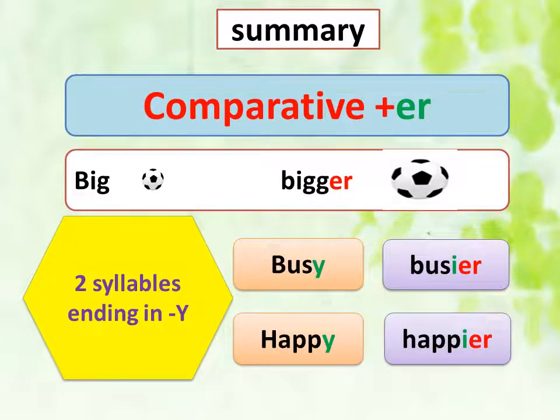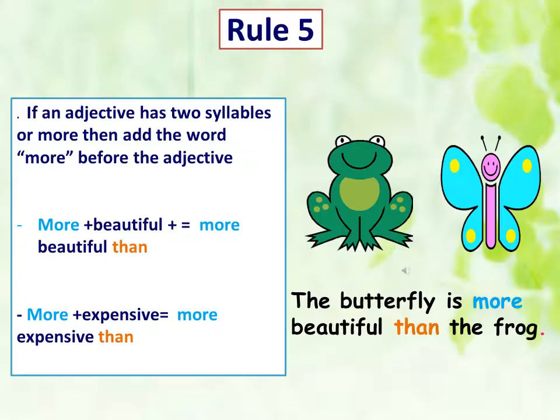Okay, here is a summary of the rule. So two syllables ending in y, like busy، يعني busy مشغول. تنتهي ب y، قبل منها يوجد consonant s. So it becomes busier. Okay. Happy, happier.